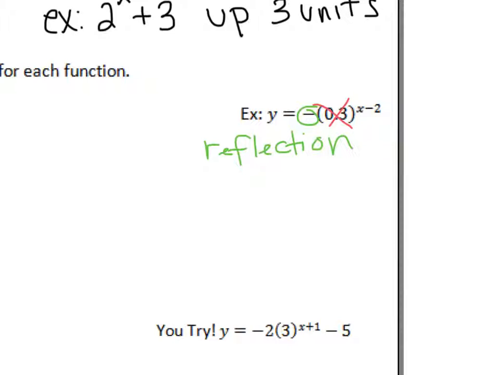And with exponential functions, the reflection is always over the x-axis. But that's not the only part of my equation. There's also this part right here. Now, please be careful here. This is not in parentheses, but it is still part of the exponent. So because it's part of the exponent, it's still a horizontal shift.